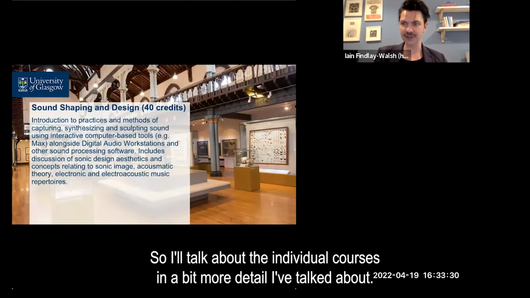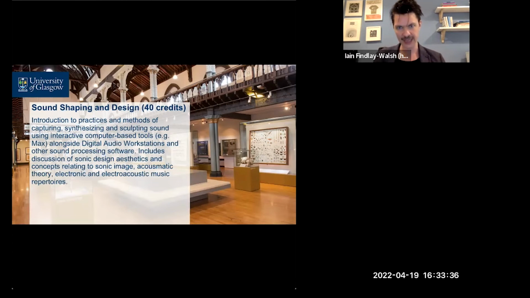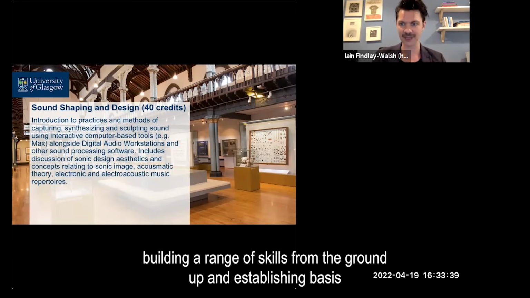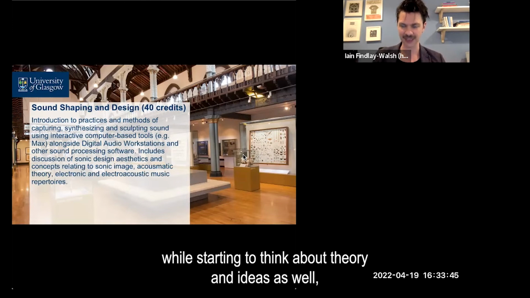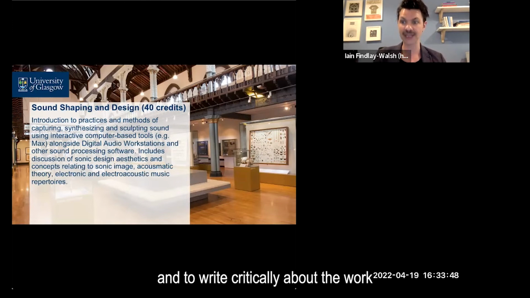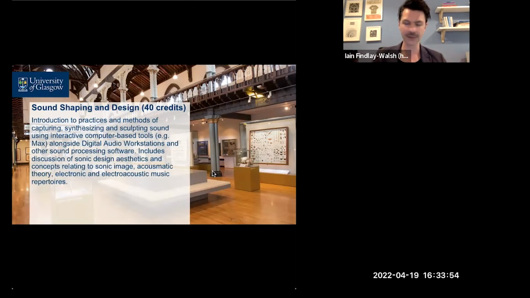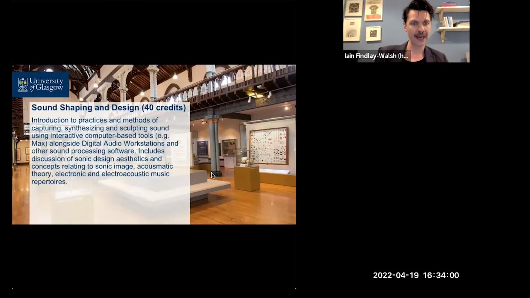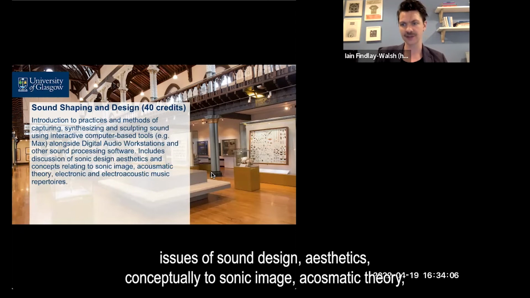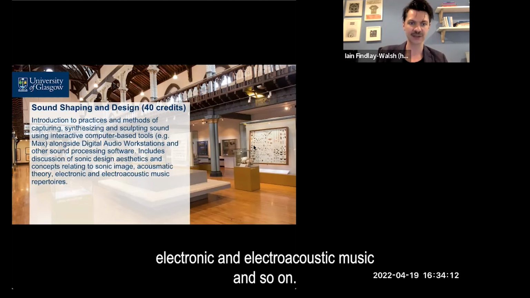So I'll talk about the individual courses in a bit more detail. I've talked about sound shaping and design, a 40 credit course, building a range of skills from the ground up and establishing a basis from which to engage with the other courses, while starting to think about theory and ideas as well, and to write critically about the work that you undertake and its relationship to other existing works and related ideas. So we discuss issues of sound design aesthetics, concepts relating to sonic image, acousmatic theory, electronic and electroacoustic music, and so on.